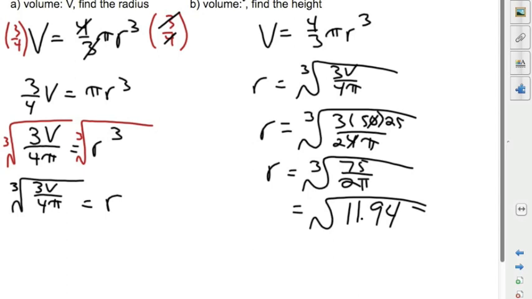We're going to get there. So has everybody got 11.94? Okay, and I forgot the cube root on here. So on your calculator, there's a button that sort of looks like this. Oh, I actually have a cube root button.